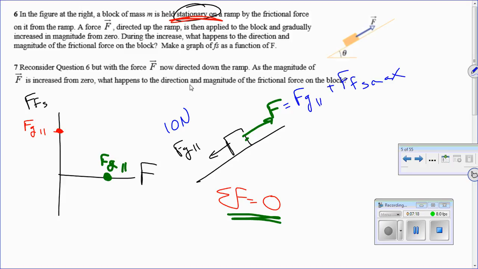All right. And what's going to happen is, at that point, my static friction can go this way with a force of up to the maximum, right? So, let me see, I gotta carve out some room on my board here.